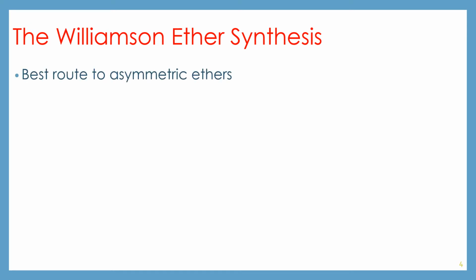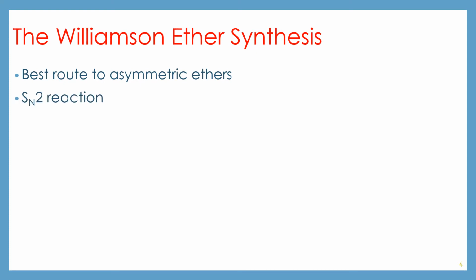Here we go. So we're going to talk about the Williamson ether synthesis, which is something that you've actually done several times in SN2 reactions. You just didn't know that it had a name. Named reactions just basically happen when somebody creates something and then publishes about it. So it's an SN2 reaction, but it's also known as the Williamson ether synthesis.